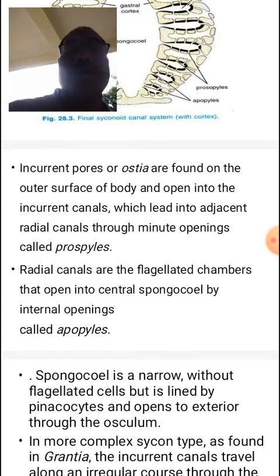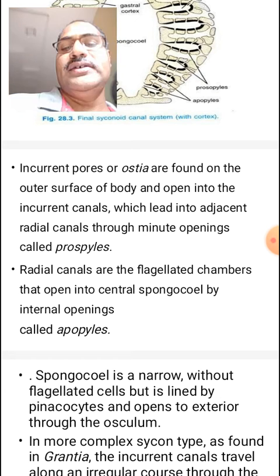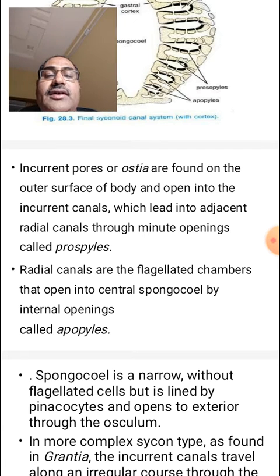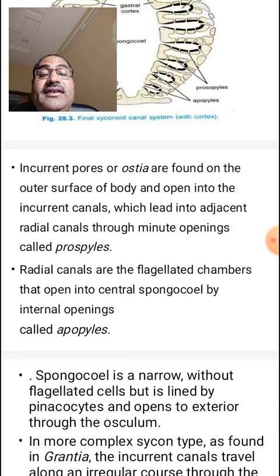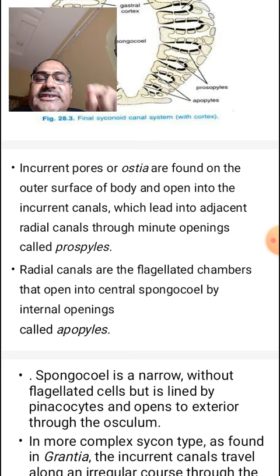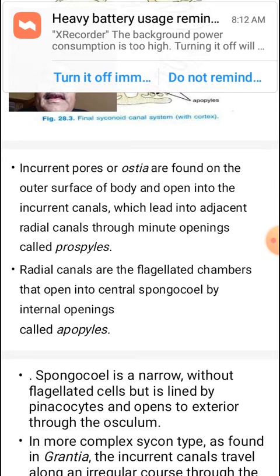Incurrent pores or ostia are found on the outer surface of the body and open into the incurrent canals, which lead into the adjacent radial canals through minute openings. These are called prosopyles. The radial canals are flagellated chambers that open into the central spongocoel by the internal openings. These are called apopyles.